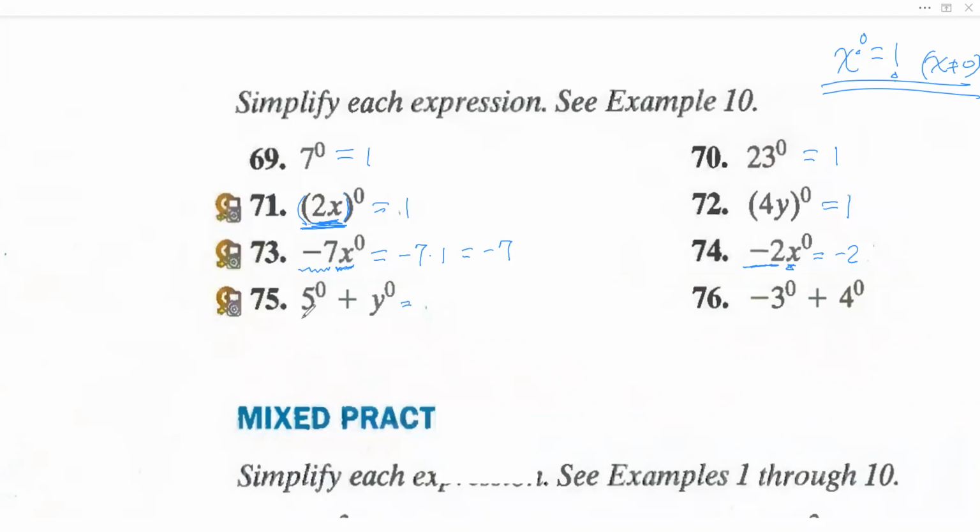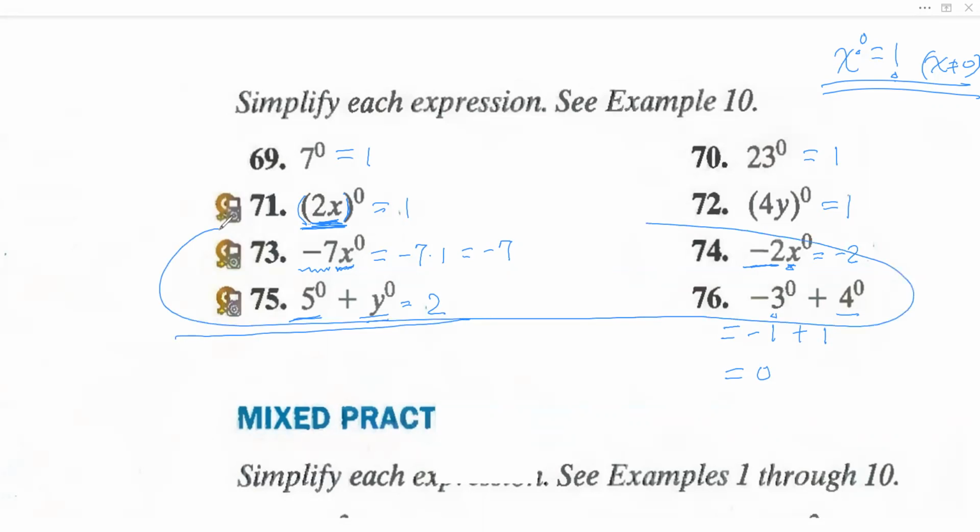See 75. So this one is 1, right? This one is 1. So you got a 2, right? What about this one? Here, same thing. Negative here, it's not -3 power 0. It's -1 times 3 power 0. So here actually 3 is the base. This is -1 in front. So it's -1, right? Plus here is 1. So equals 0. Be very careful about this full expression.